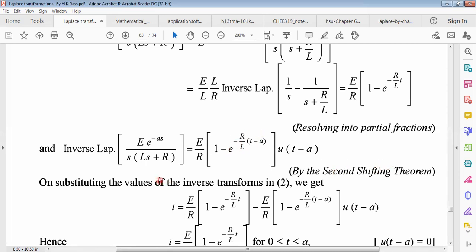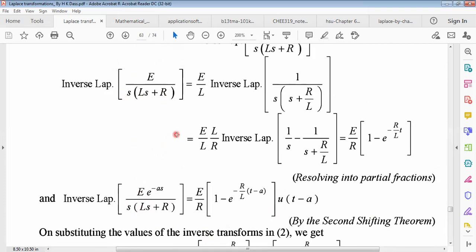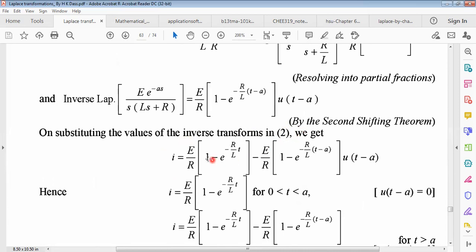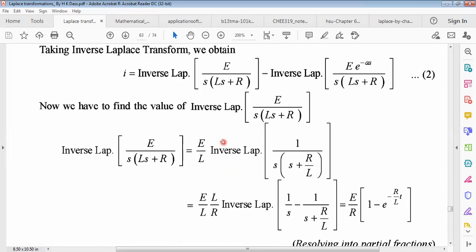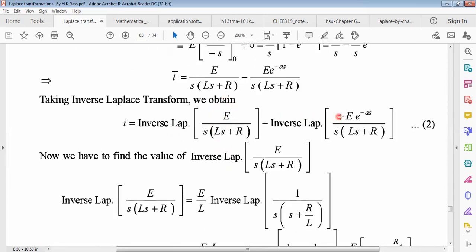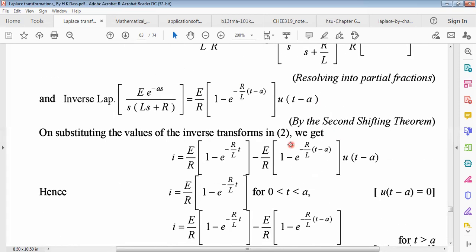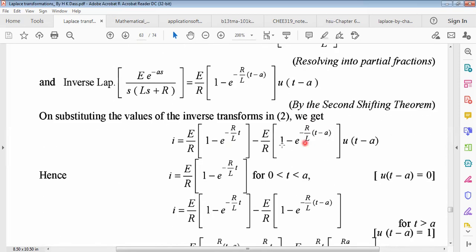So on substituting these values of the inverse transformation, this inverse transformation and this inverse transformation, into equation 2, we get this. Just putting the inverse transformation, these values minus these values. Okay. So these are the inverse Laplace transformation values. Now common, what will be this?